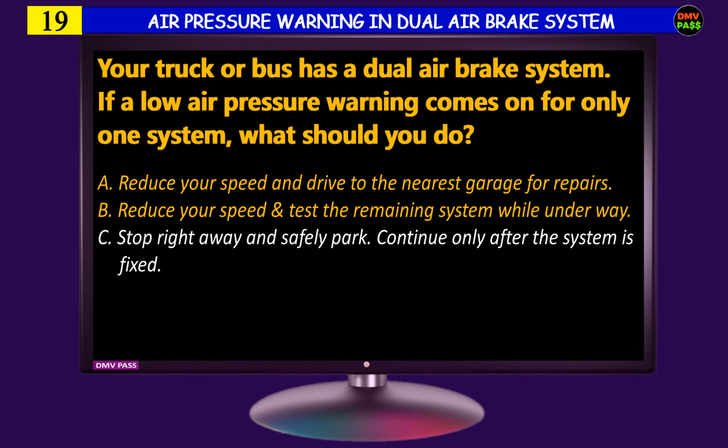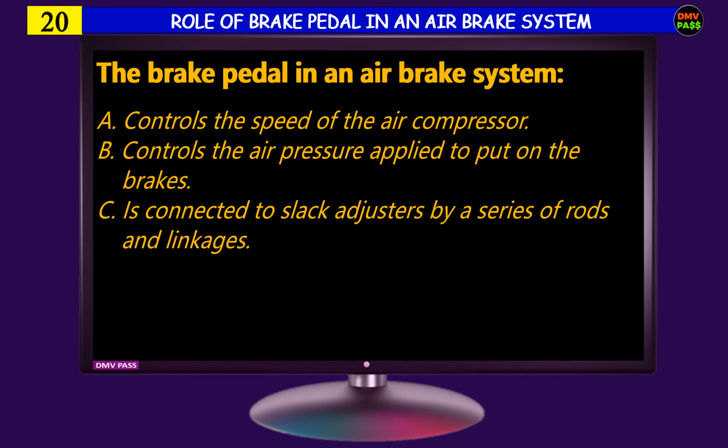Next question. 20. The brake pedal in an airbrake system. A. Controls the speed of the air compressor. B. Controls the air pressure applied to put on the brakes. C. Is connected to slack adjusters by a series of rods and linkages.